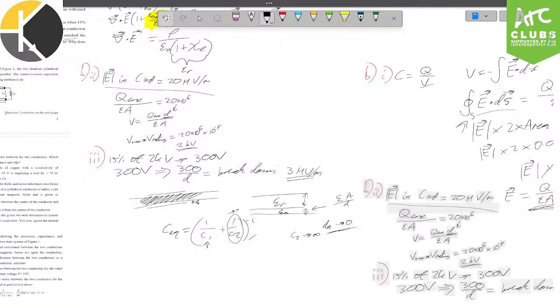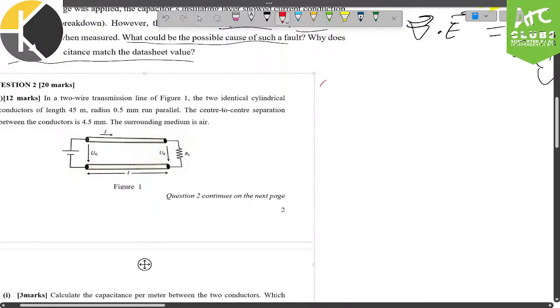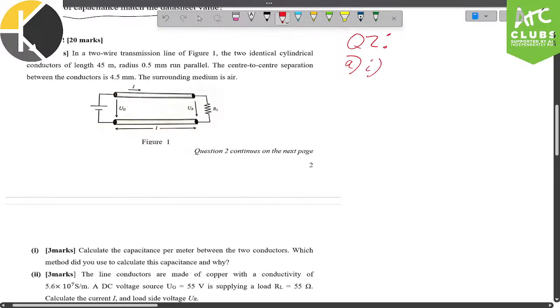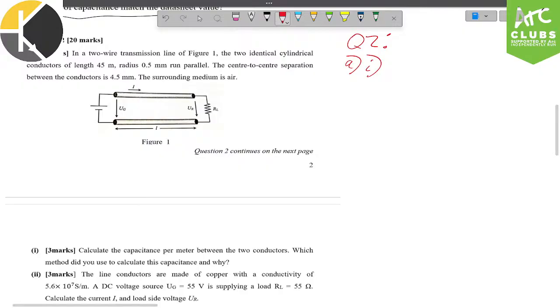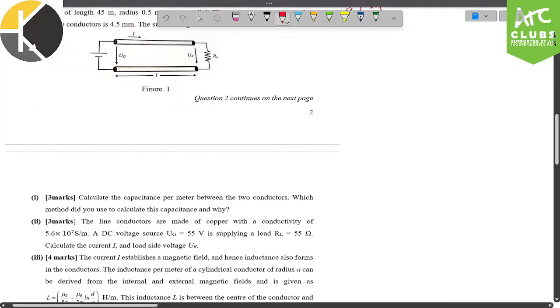Shift this stuff all over here. Starting question 2. So question 2, part A. Part I. So we're given a two-wire transmission line with identical cylindrical conductors. This is how it's modeled. It has certain dimensions. And now we need to identify the capacitance per meter between the 2 conductors and which method we use to calculate this.